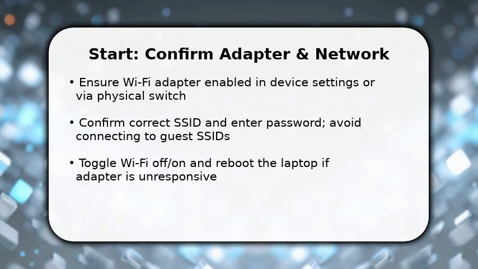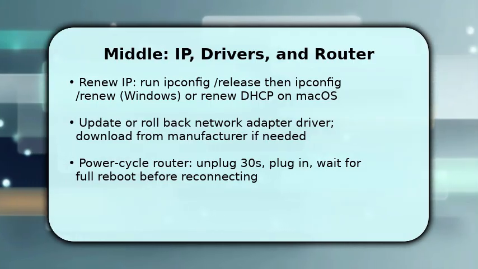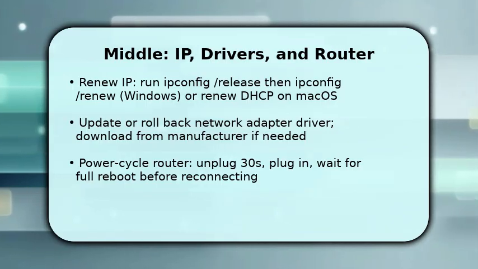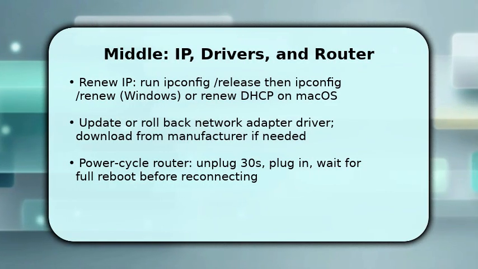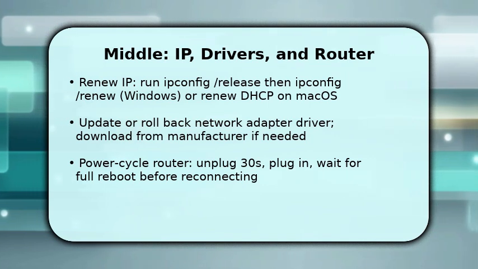Next, dive into addressing and driver problems so packets can flow. If you get limited connectivity, renew your IP lease. On Windows, run ipconfig /release, then ipconfig /renew. On macOS, use Network Preferences to renew DHCP, because stale leases block access. Then check the adapter driver. Update it through Device Manager, or roll back a recent update if issues started after a driver change. Meanwhile, power cycle the router by unplugging it for 30 seconds and let it fully restart before testing again.